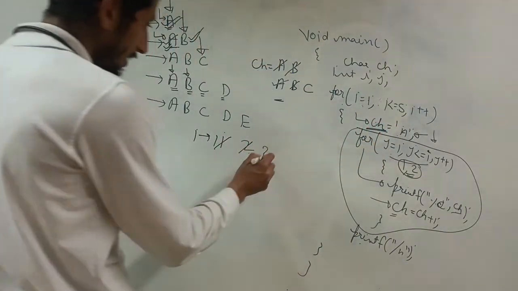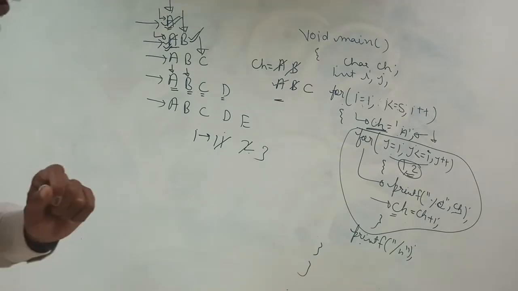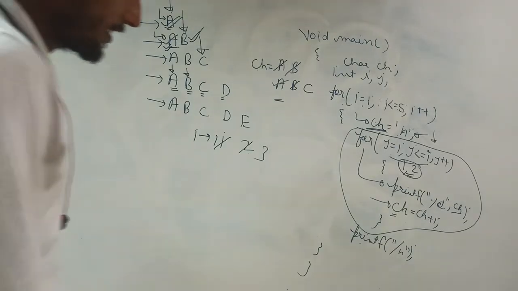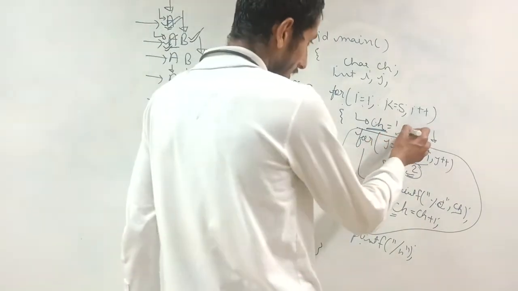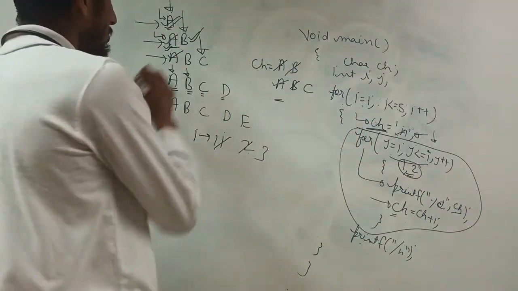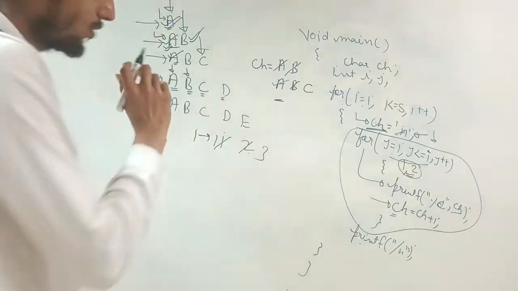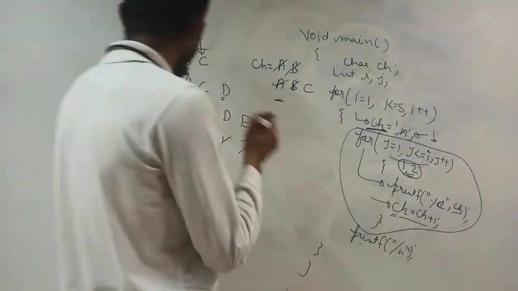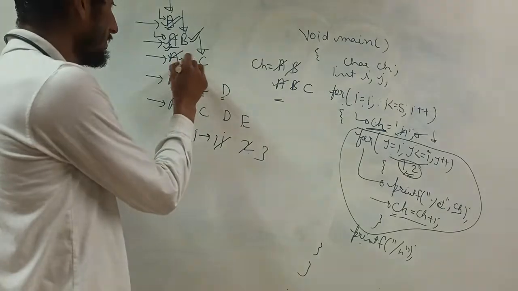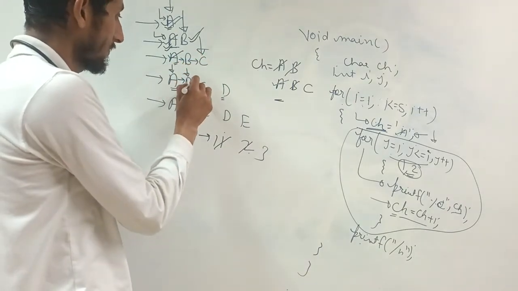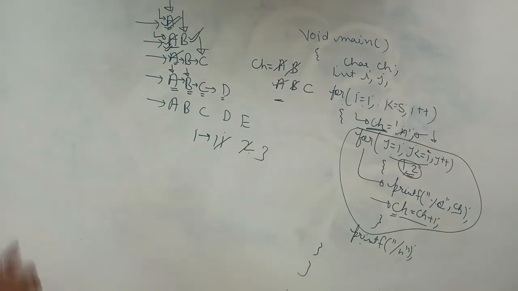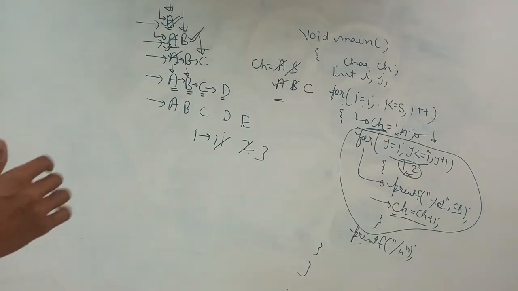The moment the value of I becomes 3, the value of CH again becomes A. It means every time you start with A, I am going to update the value of CH to A, and inside the loop, I am going to increment so that row wise it can be changed. Like this. Okay. So in this manner, we can print characters too.